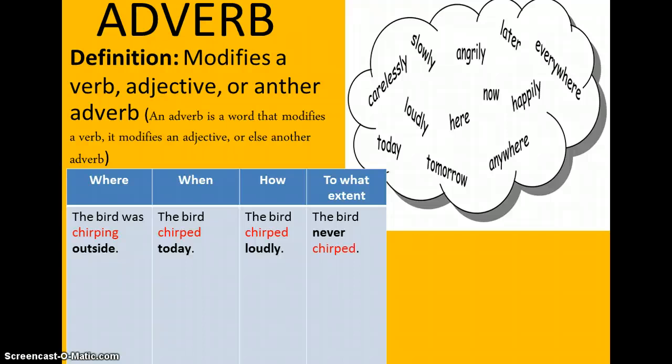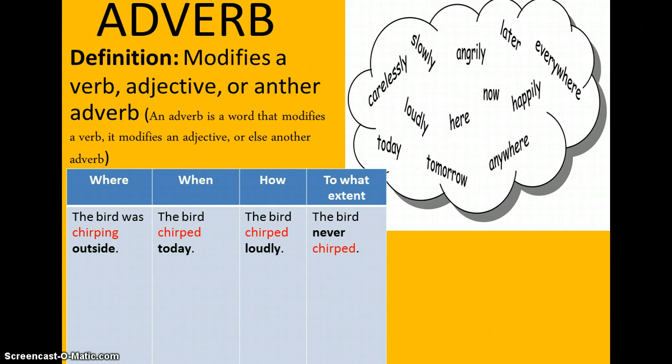Similarly, the bird chirped today. So again, today sounds like a noun. But because it is telling you when the bird chirped, again modifying the verb, it is an adverb. The bird chirped loudly. This should be a little bit clearer. It's describing how the bird chirped. Notice that it ends in ly. More on that in a second. Because it's telling you how the bird chirped, loudly is an adverb.